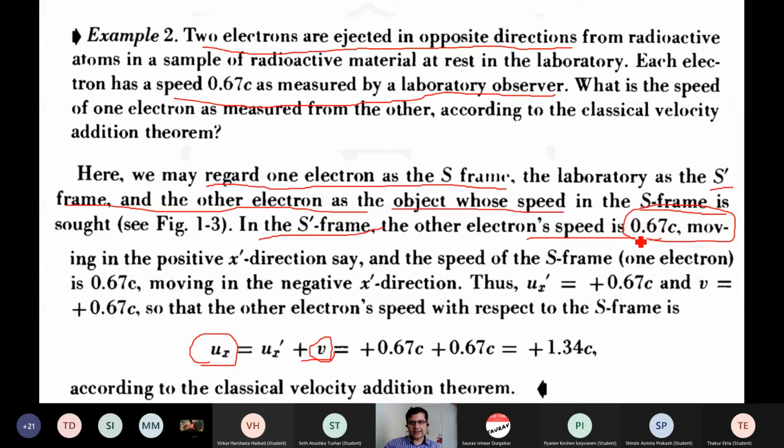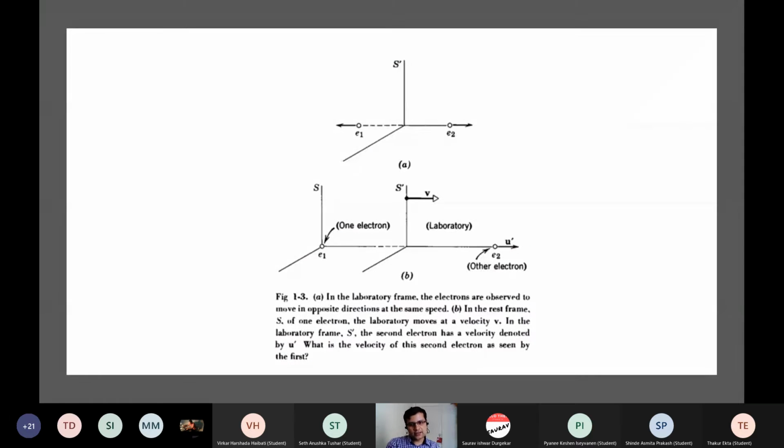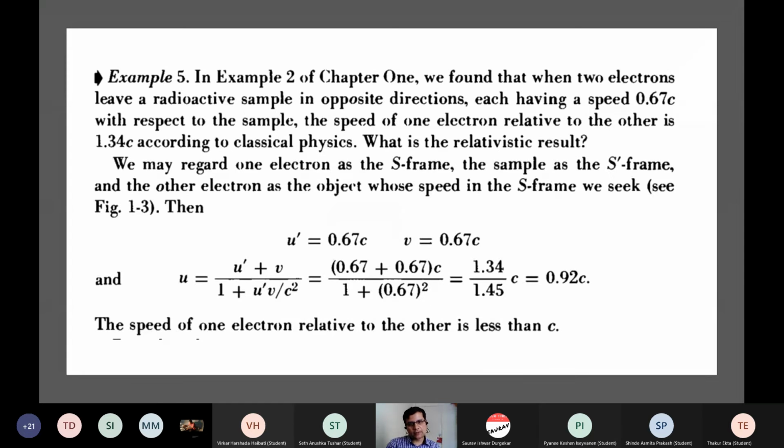So you will feel that the electron has a velocity of 0.76 c, and that frame is moving with 0.67 c. If you just add these two values classically, you get 1.34 c. Again, it's violating the relativistic postulate given by Einstein. So that correction we need to do with the help of the relativistic addition law.